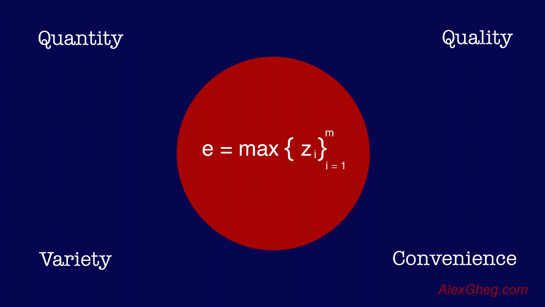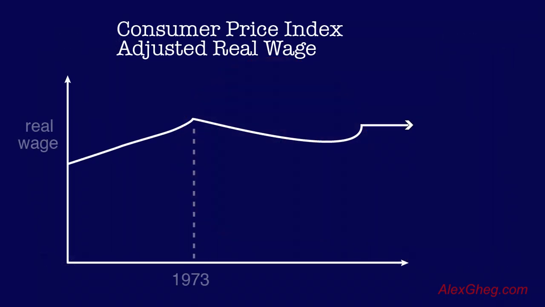We can study quantity, quality, variety, and convenience with one equation, while we model the choice between any finite number of goods in two dimensions, with elementary calculus. Imagine measuring the rate of technological change from the consumer's perspective. One way or another, things are going to change dramatically.